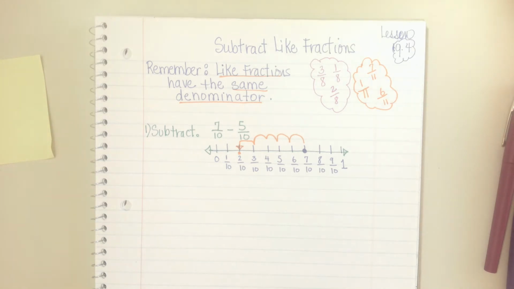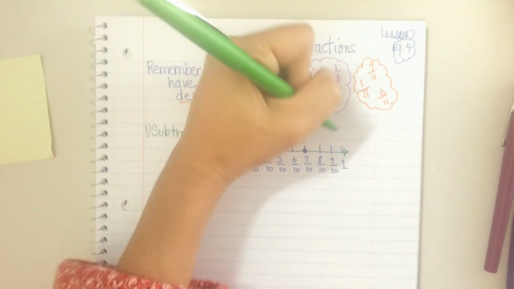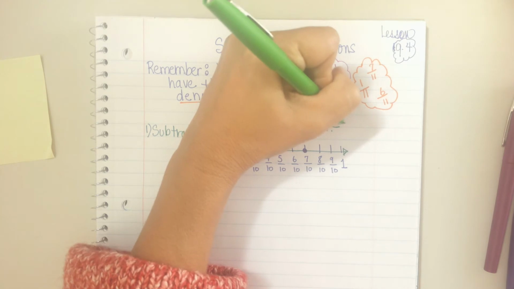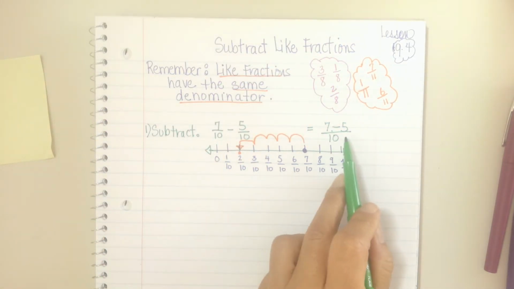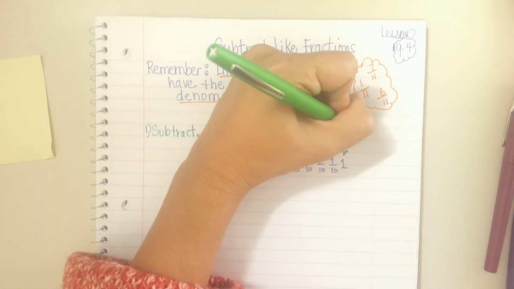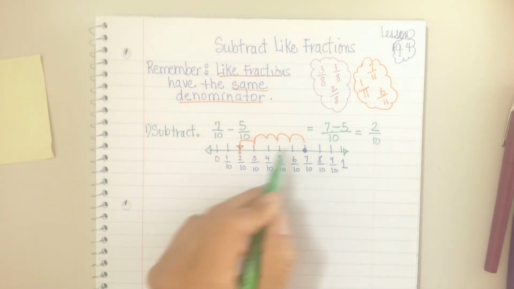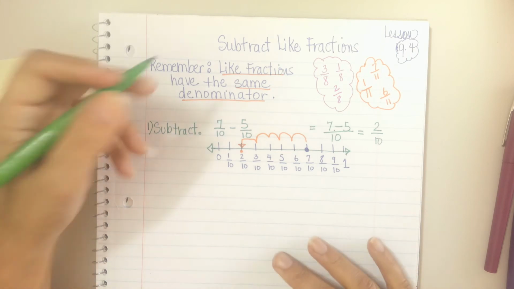Okay. The book also shows that you can write 7/10 minus 5/10, and you can also write it as 7 minus 5/10. 7 minus 5 is 2. That shows that we did the math right. Okay, let's move on. Oh, I'm not done.